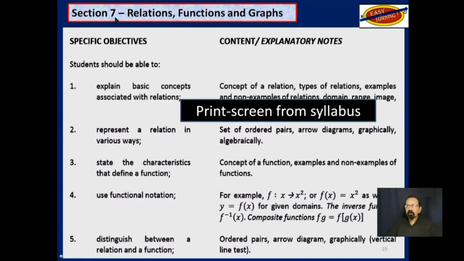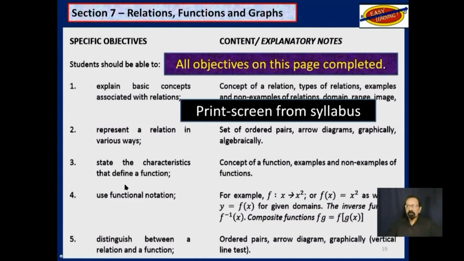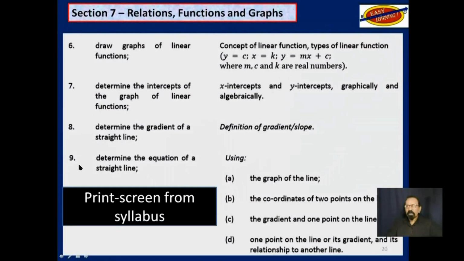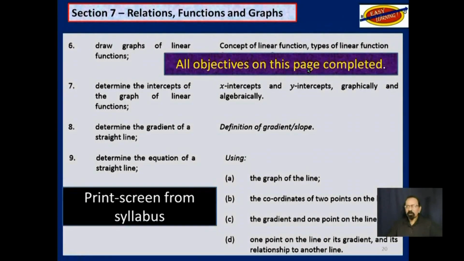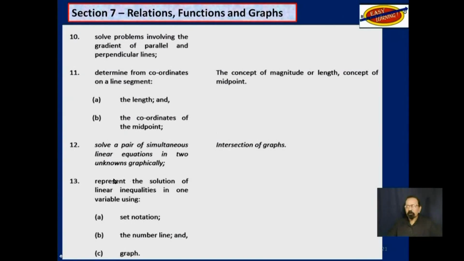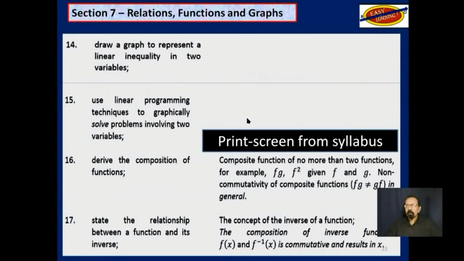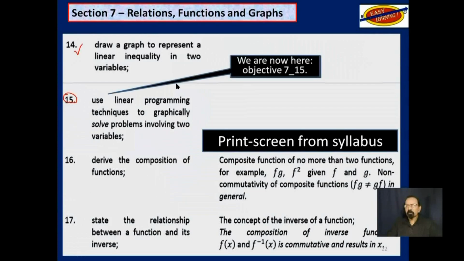So section 7, page 1, 5 objectives. We have completed all of those. Page 2, up to objective 9, we have completed all of those. Page 3, up to objective 13, we have completed all of those. And now we are here. We have completed objective 14. We are at objective 15.